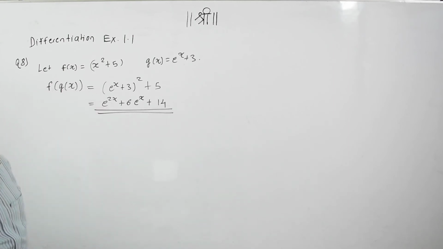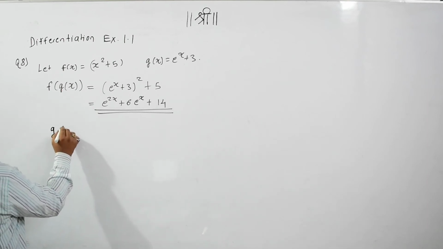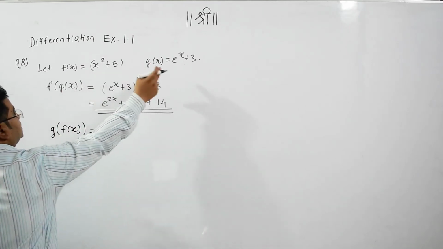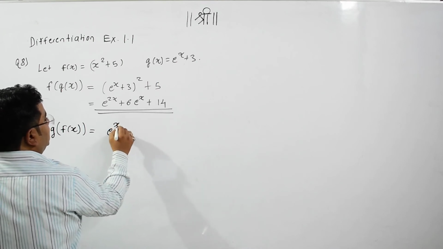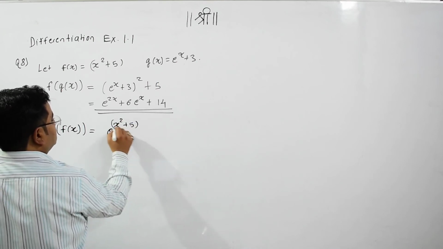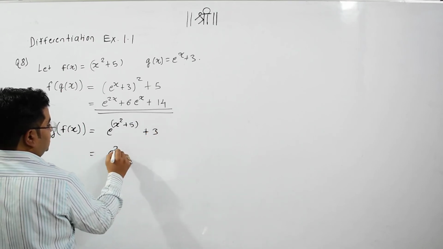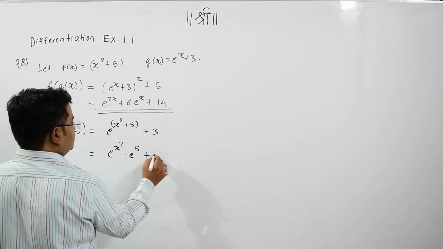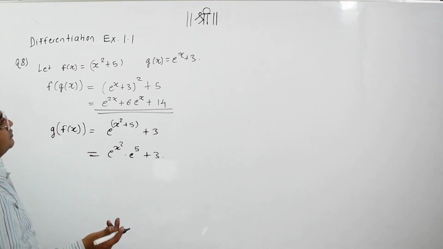Next step, what is g of f of x? They are asking us. Now g of f of x is equal to what? You need to put this value over here, that's it. So e raised to x square plus 5, plus 3, which is equal to e raised to x square into e raised to 5 plus 3. That's it. Nothing else. This is what we need to substitute.